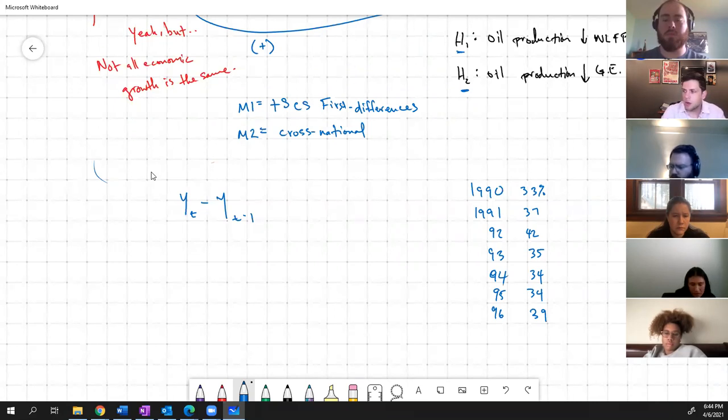So this would be just the stock measure of Y, women's labor force participation. What is it in a given year? Now, what happens if we take the flow measure, or what we would call the first differences measure?